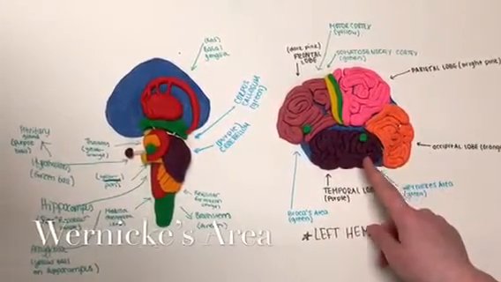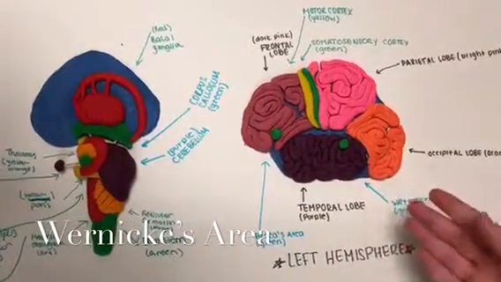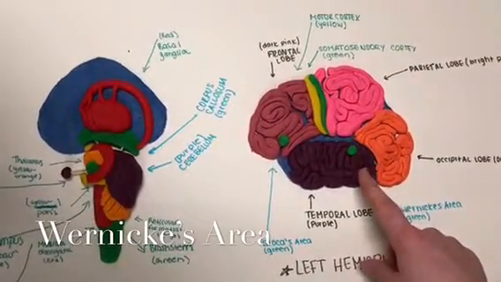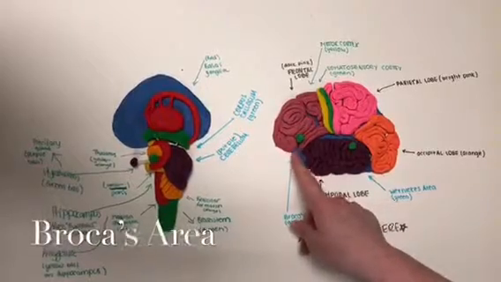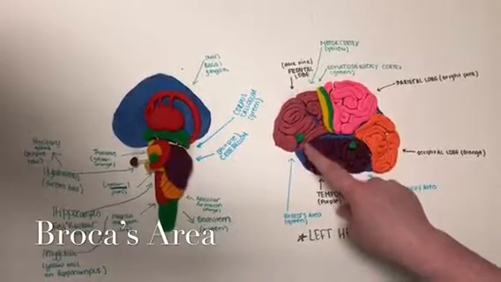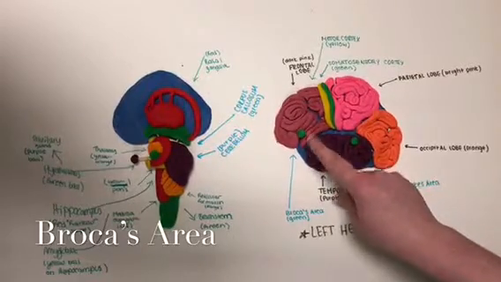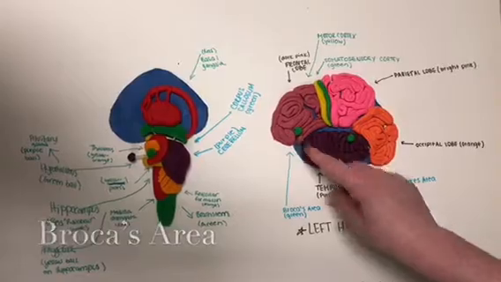Inside the left temporal lobe is the Wernicke's area, which helps you process speech and understand it better. If this is damaged, then you won't be able to understand when people are speaking to you. In the frontal lobe is the Broca's area, and this helps you speak. So if this is damaged, then you will lose your ability to properly form sentences.